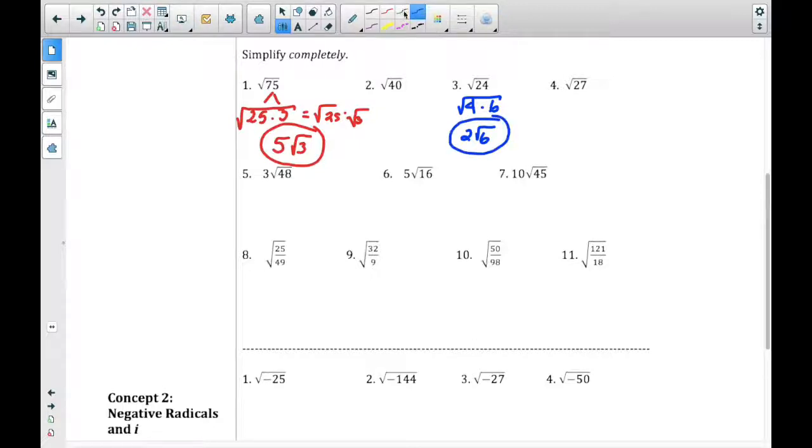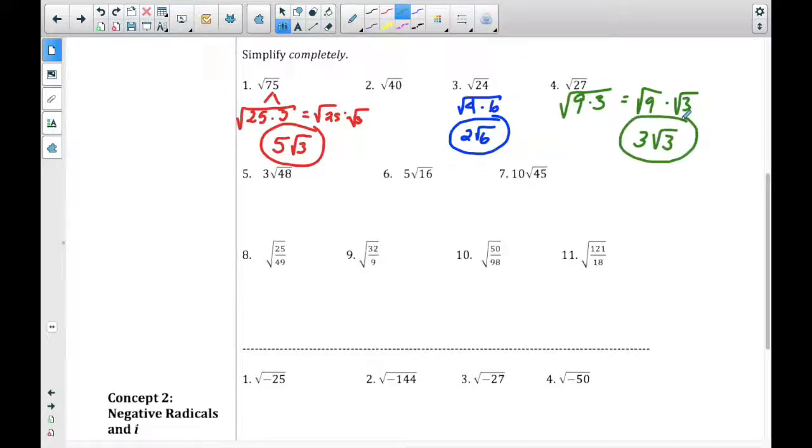The next problem, 27, is a little bit different just because of the numbers that come out. So let's go ahead and take a look at it. The square root of 27, if I look at my list, the perfect square that goes in is 9 times 3. So I want to take the square root of 9 times the square root of 3, and that simplifies down to 3 root 3.